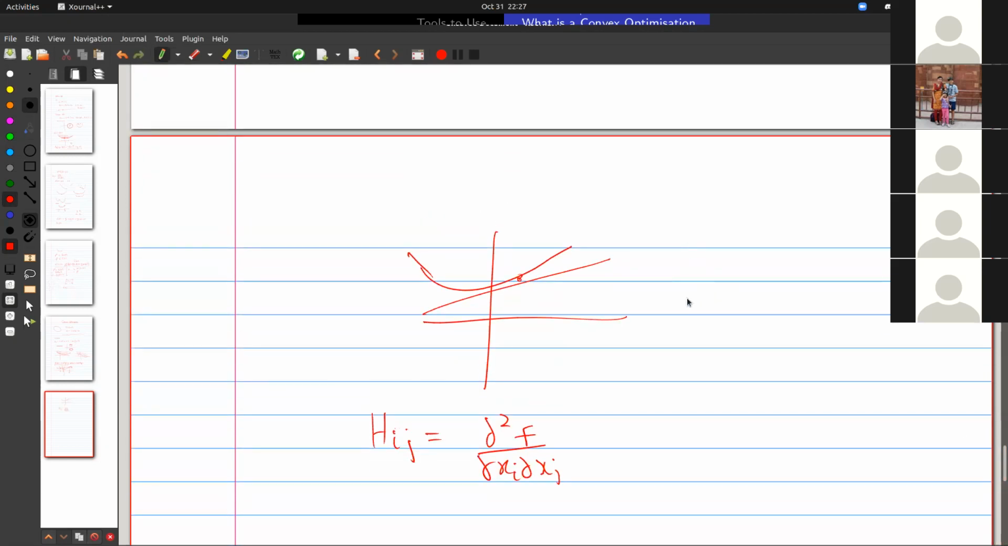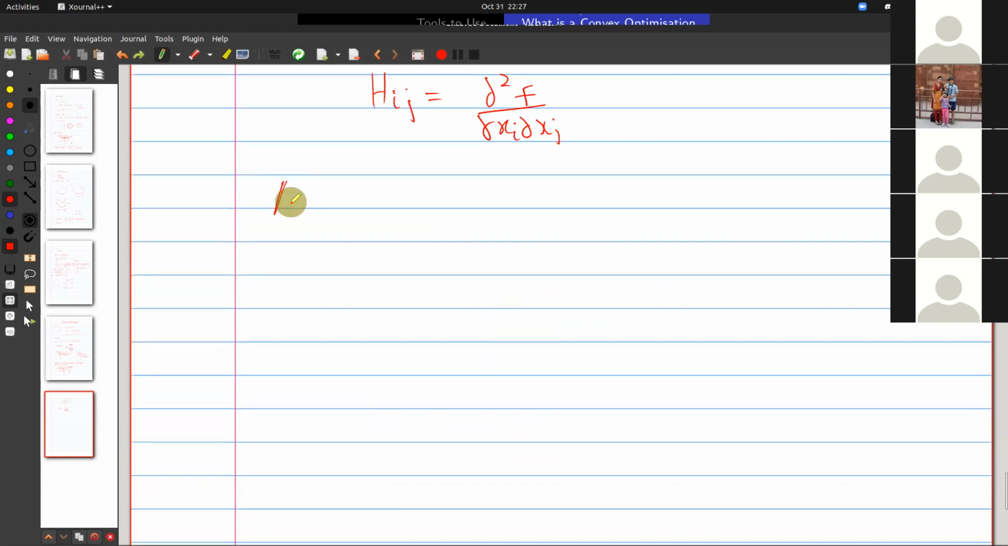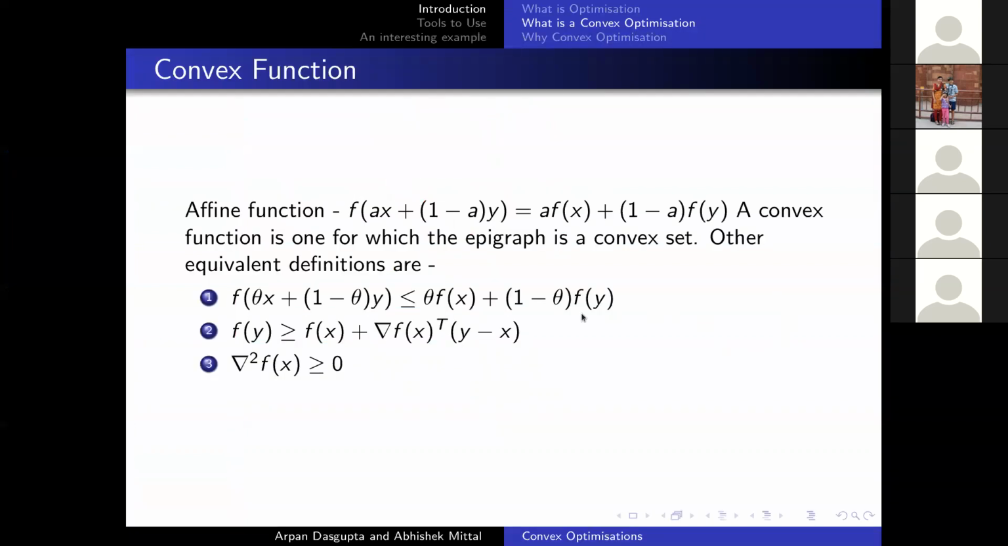Just to remind you, a positive semi-definite matrix is such that if A is positive semi-definite, then x transpose A x is always greater than or equal to 0 for all x. So this is the second order condition for convex functions.